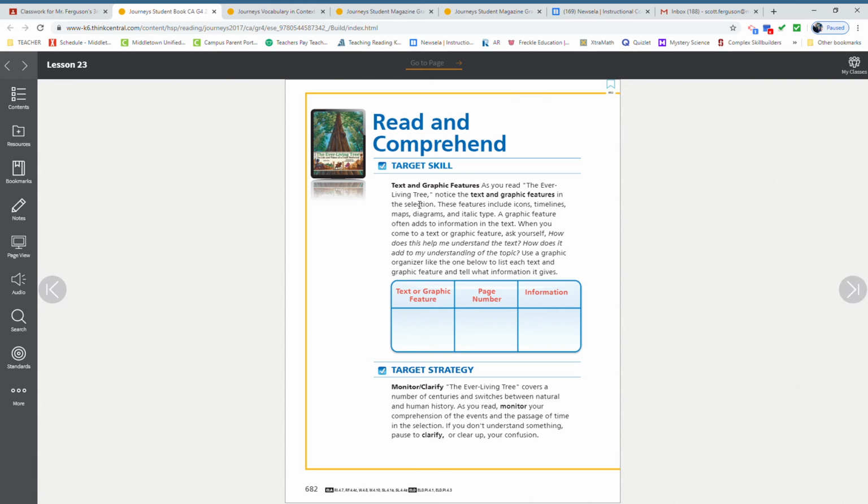So this story, it's a great story actually. It's about the sequoia redwood trees that's right here in our backyard. The target skill is to be aware of all the graphic features of this story, as well as the text.